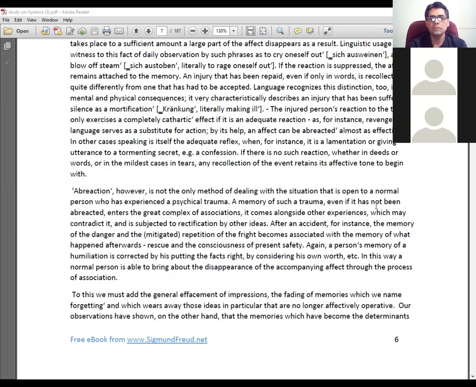After an accident, for instance, the memory of the danger and the mitigated repetition of the fright becomes associated with the memory of what happened afterwards: rescue and consciousness of present safety. Again, a person's memory of a humiliation is corrected by his putting the facts right, by considering his own worth. In this way, a normal person is able to bring about the disappearance of the accompanying affect through the process of association. So we can also see how retrospective re-evaluation cognitively at times also can help us.